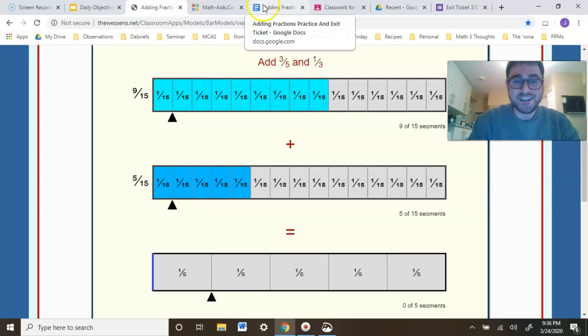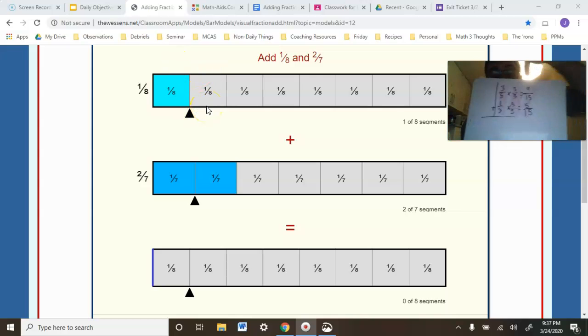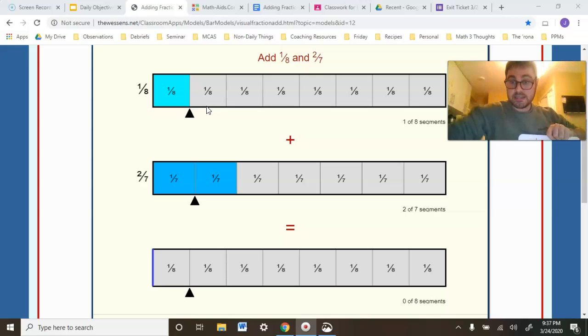Okay, thanks, guys. All right, guys, try this problem. Think, how would you split 1/8 and 2/7? What would your equivalent expression look like? Think this through. What would you need to do? Write on a piece of paper this problem right here. Pausa.